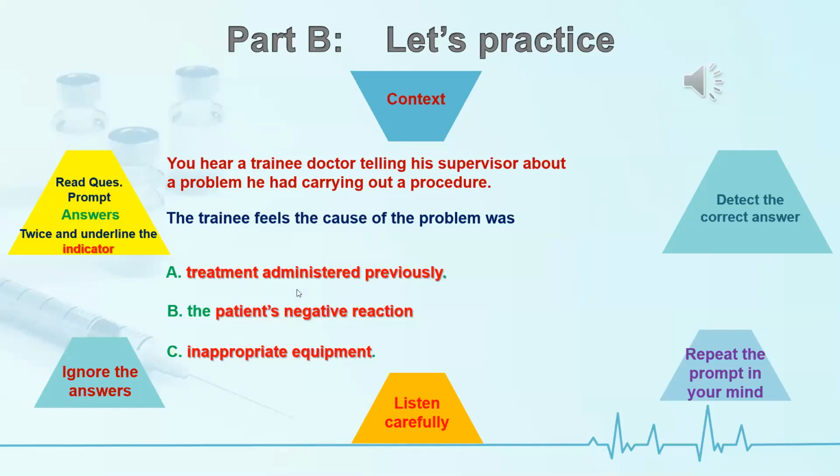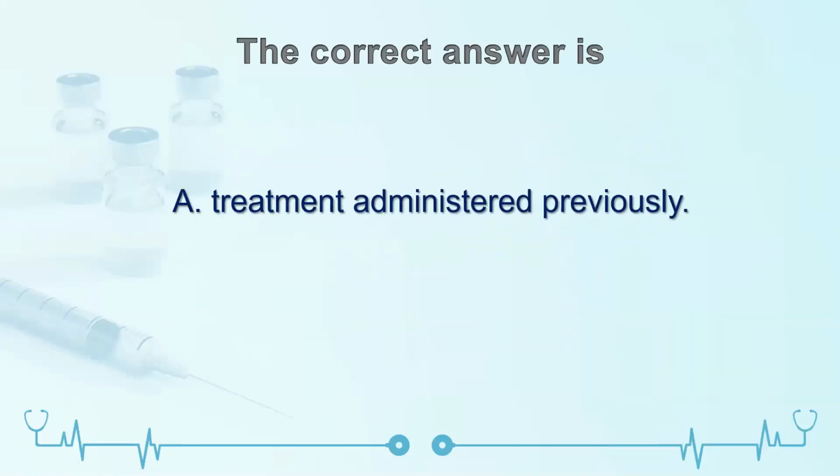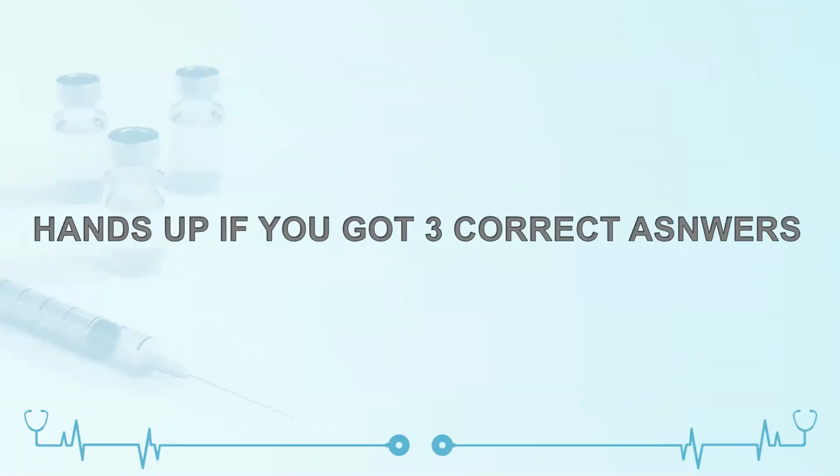Yes, the patient had many cannulas in her veins, and that's why her veins tend to be collapsed. Treatment administered previously. Treatment administered previously, yes. Who's got 3 correct answers?